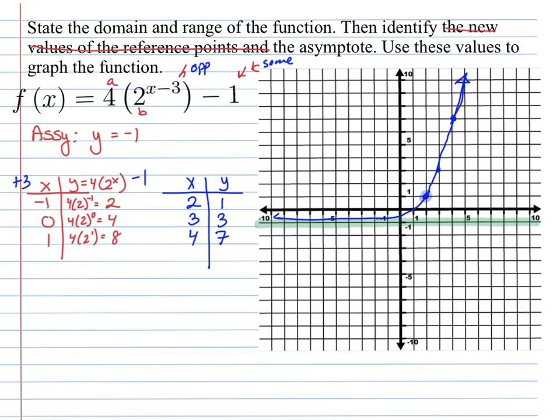And for our domain, again, X is all the reals. Our range would be Y is all the reals, such that all my Y's are going to be greater than my asymptote, which is negative 1.